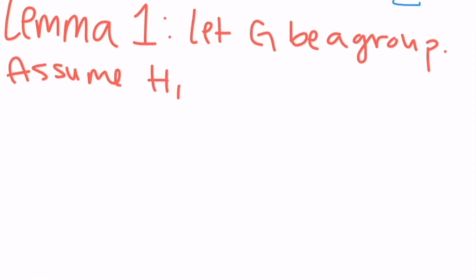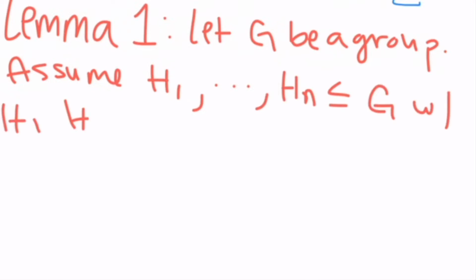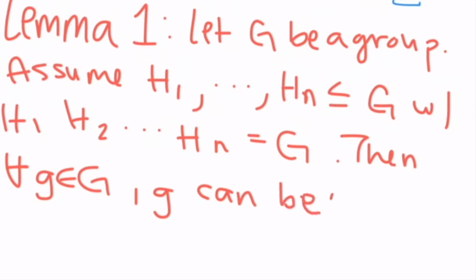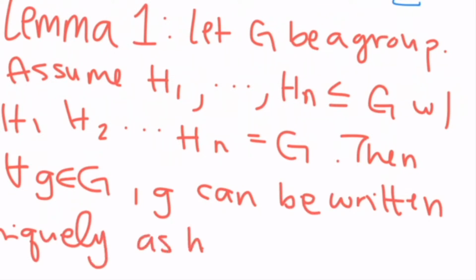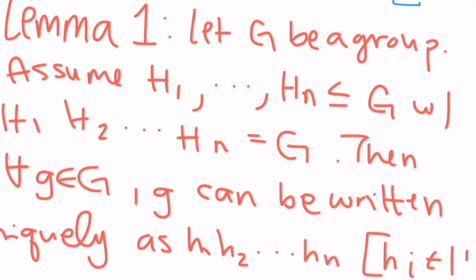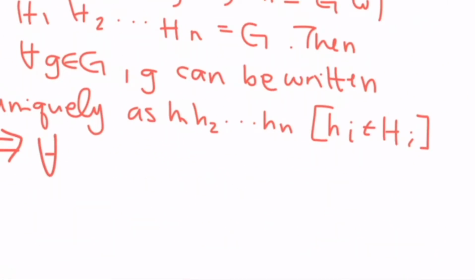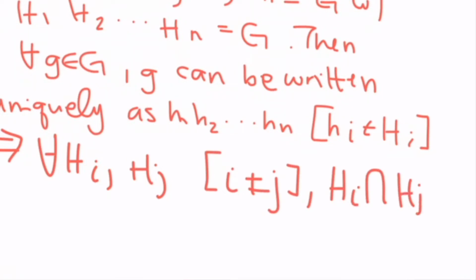Before we start the proof of the fundamental theorem, we will take a look at 2 lemmas that will help us in proving the theorem. The first one is: if G is a group and H1 through Hn are all subgroups of G with the product of all the subgroups equal to G, and if every element of G can be written uniquely as a product of the H's, then given any 2 subgroups Hi and Hj, their intersection is the identity.